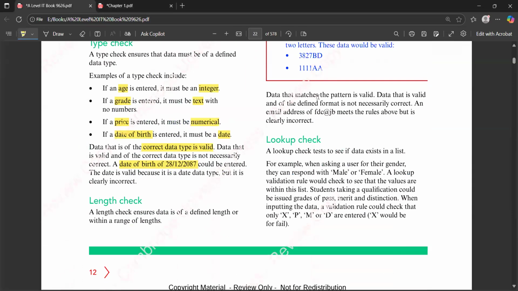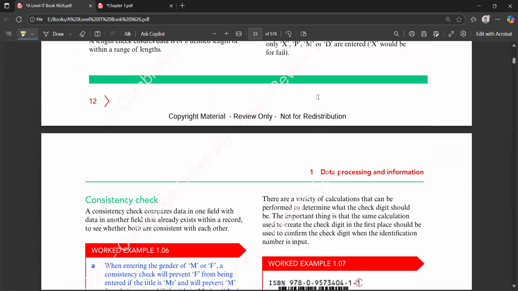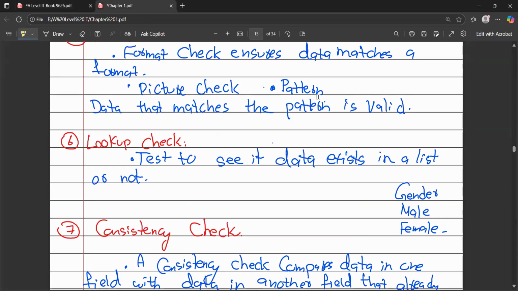When you are going to check for the lookup check, lookup check basically means you are checking a list of data to check if they really exist or not. It's like maybe you have 1,000 students in a school and you want to check if the students are male or female. So this is a lookup check where you add a filter and check how many students there are.